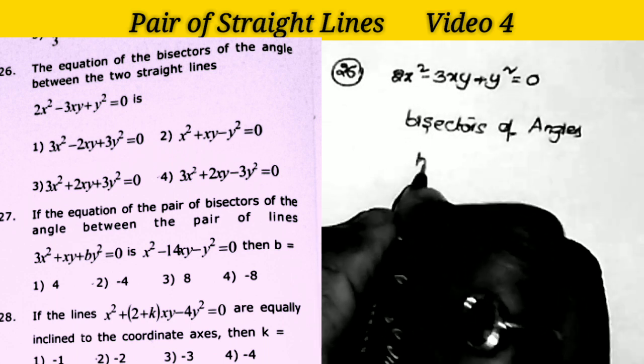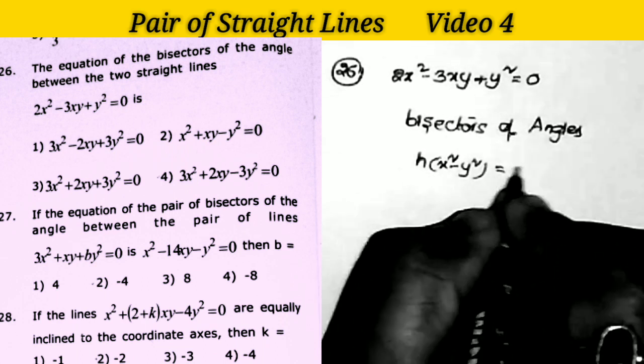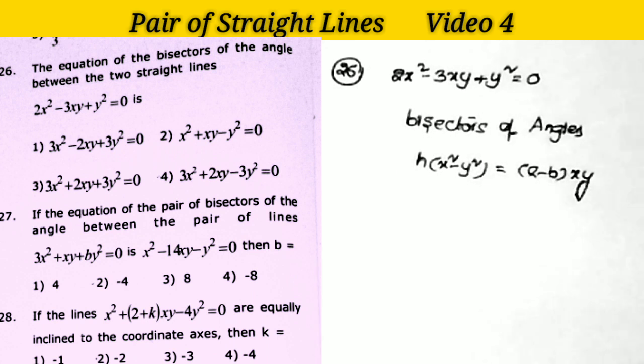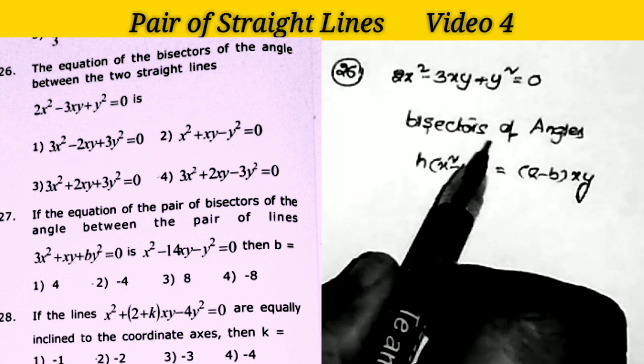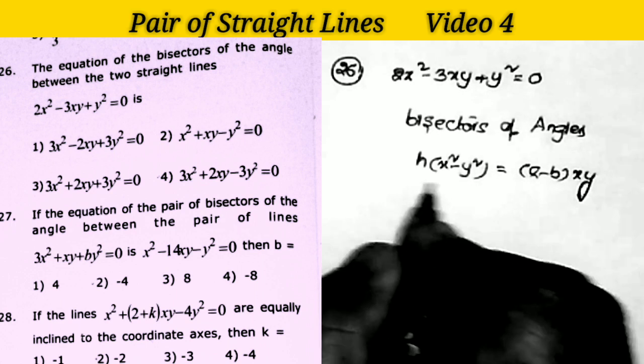Now what is the formula for finding the angular bisectors? The formula is h into x square minus y square is equal to a minus b into xy. This is the formula for finding the angular bisectors of the given equation. Okay, now replacing the values.